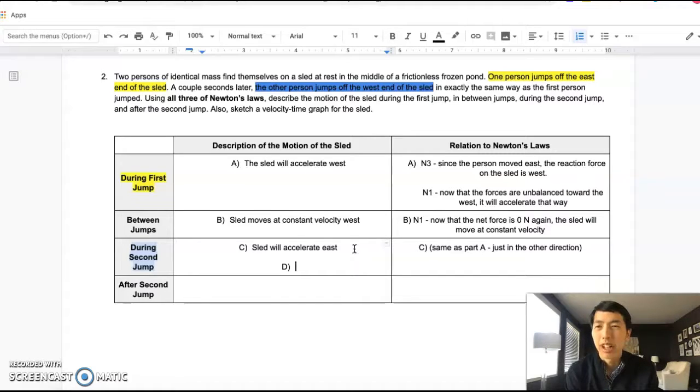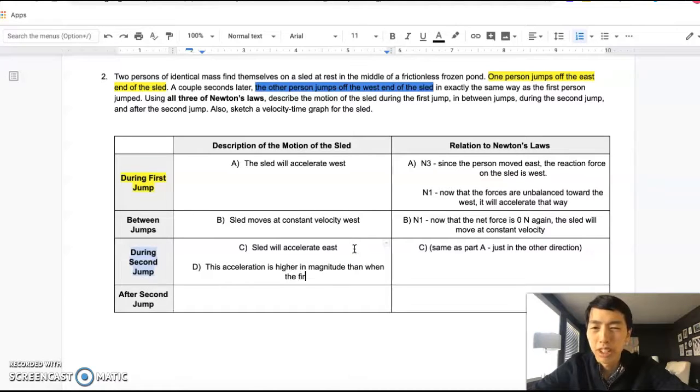All right. When the second person is jumping, the first person's not in the sled anymore. That person's gone. So the whole sled just got a whole lot lighter. So because there's less mass, the acceleration is going to be higher during the second person's jump. So I'm going to say this acceleration is higher in magnitude than when the first person jumped.